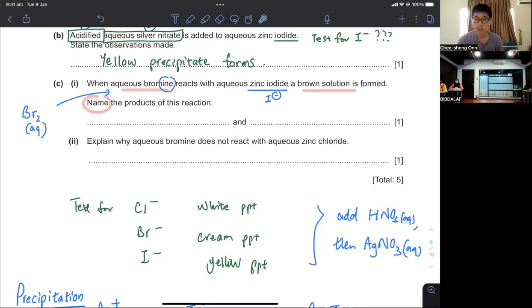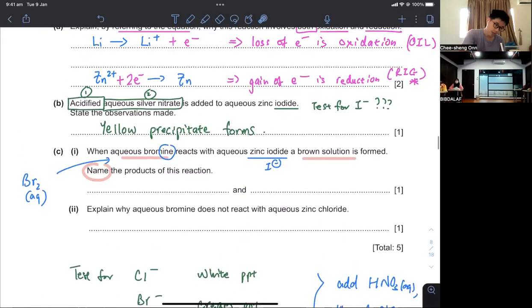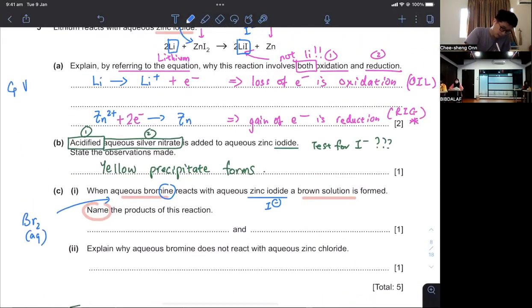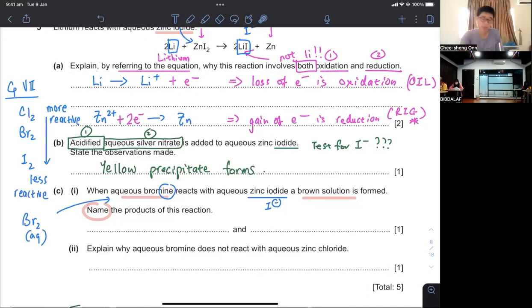This is called displacement. Displacement in group 7 chemistry. In group 7, you learn that chlorine is above bromine, is above iodine. And you also learn that they become less reactive down group 7. The more reactive you are, the higher you are in group 7, you are able to displace, you are able to kick out the halogen below you from the halide.